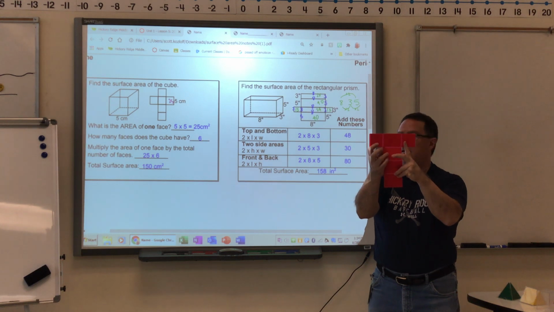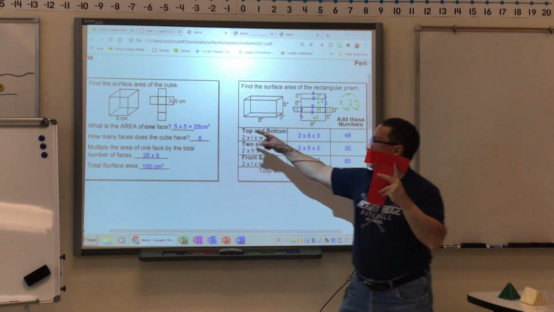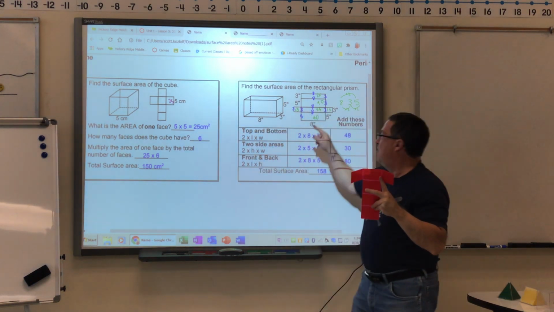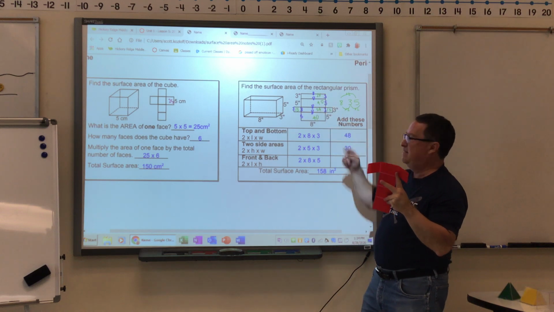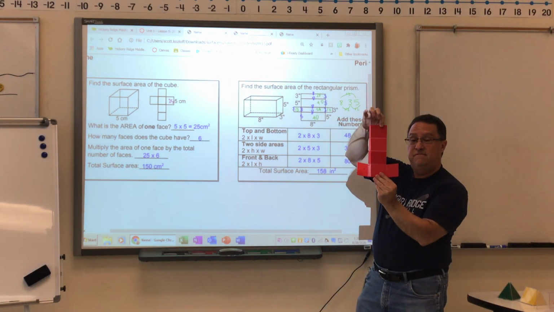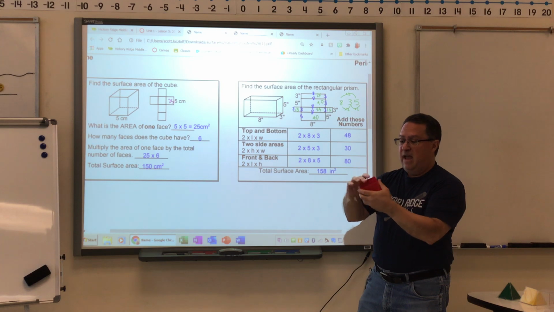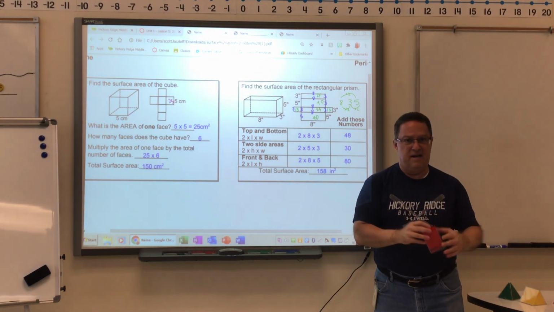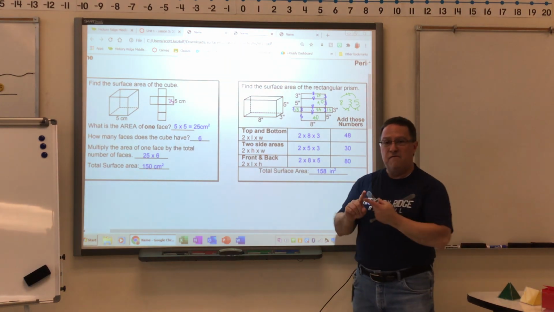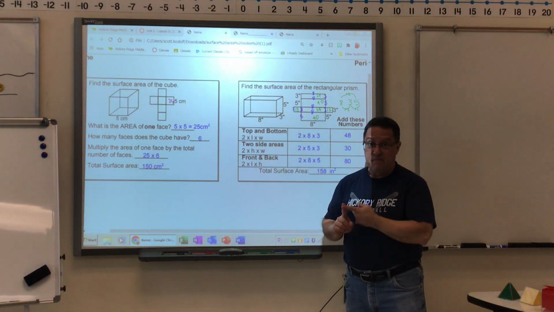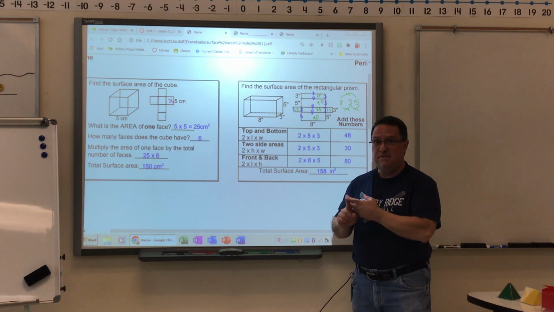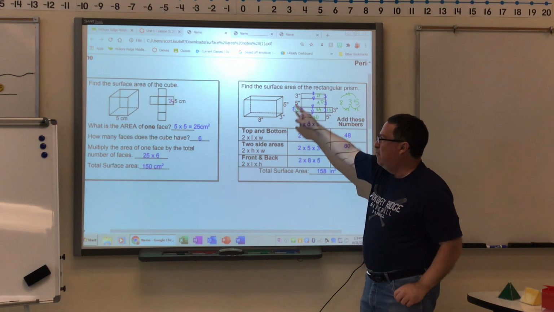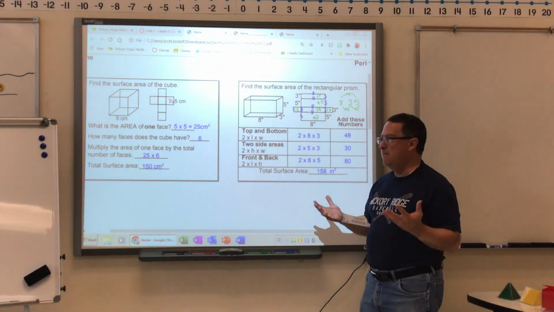So a rectangular prism is going to look very similar to a cube, only these are all going to be rectangles instead of squares. The one thing I want you to remember is the right side is the same as the left side. The front is the same as the back. And the top is the same as the bottom. So how are we going to find this? Well, let's think about that.